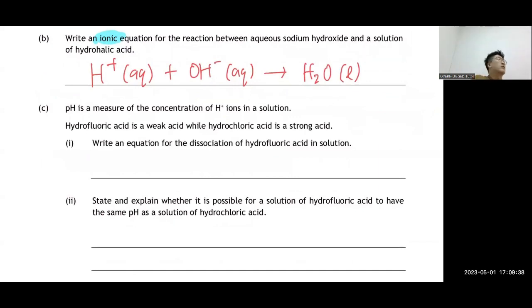Dissociation equation. What should be shown in the dissociation equation? What is dissociation first? When the molecule dissociates to form ions. Yeah, that's it. So draw that. That's all.